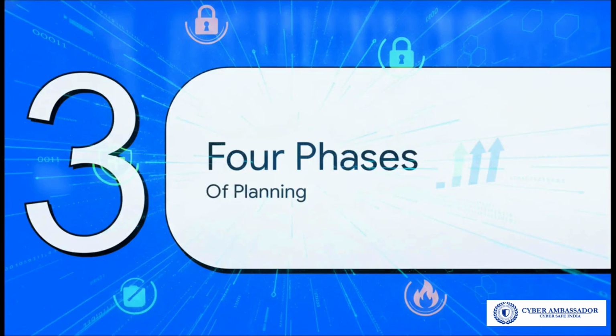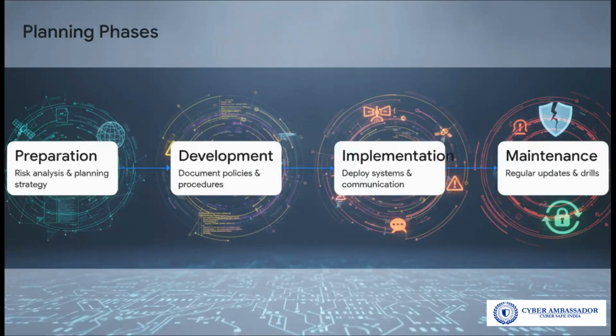Up next, Section 3, 4 phases of planning. So, here is the complete life cycle of crisis planning. Phase 1 is preparation, where you align your risk analysis with your planning strategy. Phase 2 is development, which is where the heavy lifting of documenting all those policies and procedures happens. Phase 3 is implementation. This is where you actively deploy the systems, technologies, and communication channels.